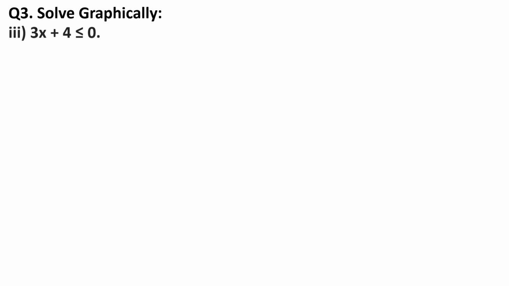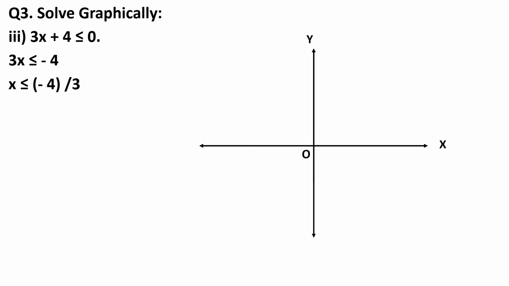Problem number 3. The equation given to us is 3x plus 4 less than or equal to 0. Rearranging the equation, I get 3x less than or equal to minus 4. Therefore, x will be less than or equal to minus 4 upon 3. For drawing the line, I should consider the equation as x is equal to minus 4 by 3. So draw a line at x is equal to minus 4 by 3.